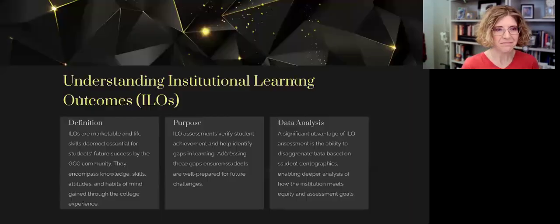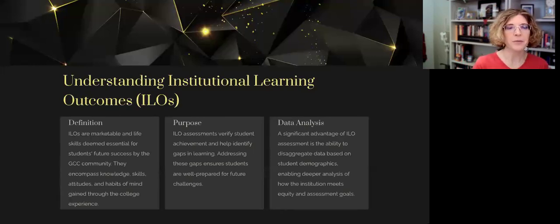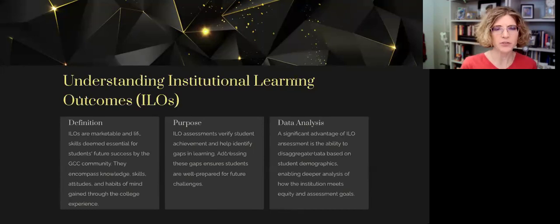All right. So what are institutional learning outcomes? Well, they are the marketable and life skills that we have decided as an institution that our students must need to know. They, of course, overlap if you look at what employers and universities want of students. These are the things: critical thinking, diversity awareness, career readiness, all of that.